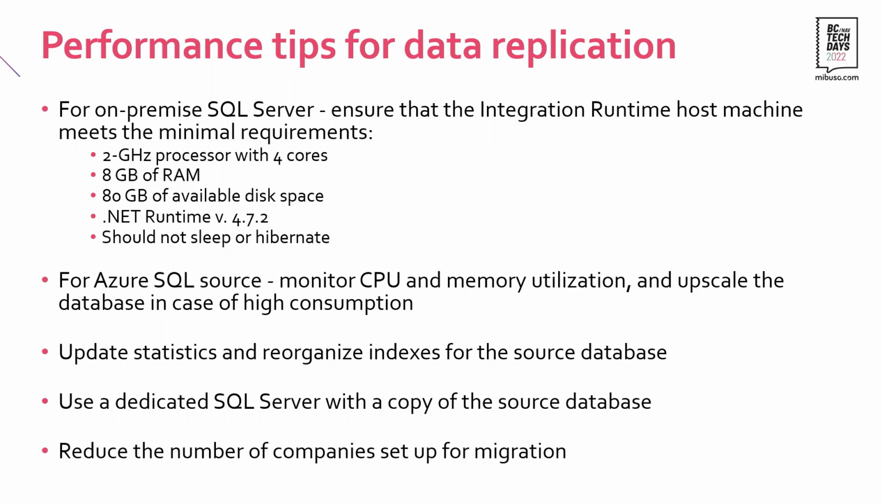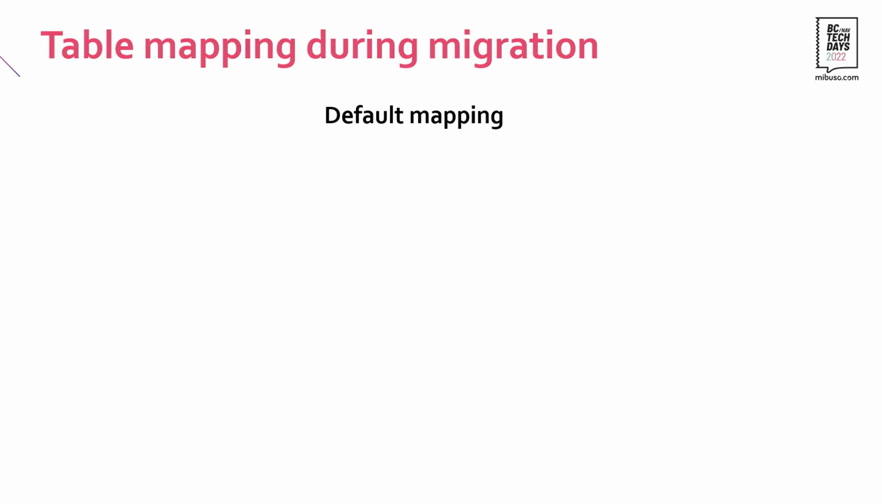And universally, reduce the number of companies set up for cloud migration. What we see as an optimal size is about 10 to 15 companies. It could be more. It depends on your data and on how many objects and extensions you have. But try and see what works for you.